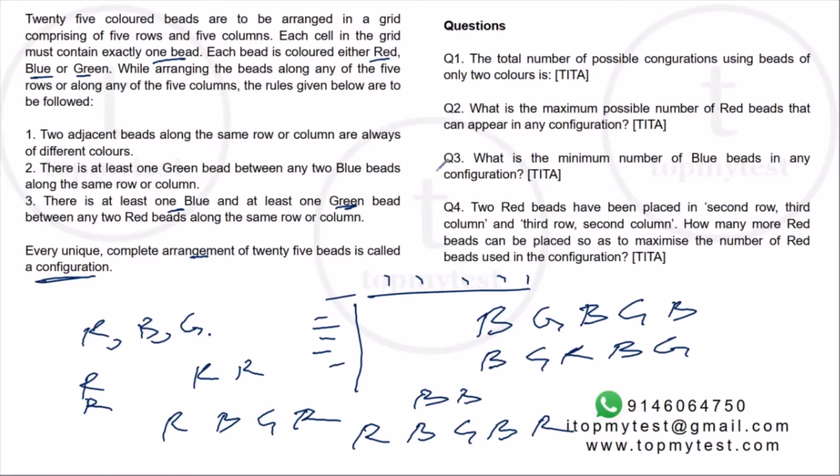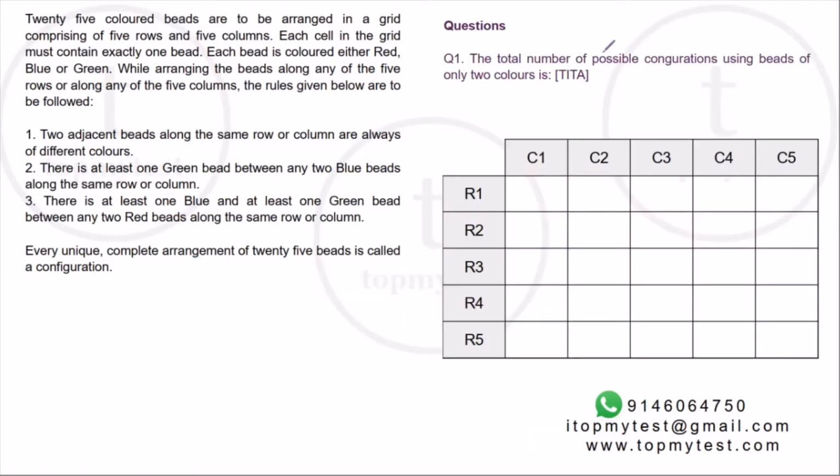So each of them has to be solved on a case by case basis. Let's go and solve them. Okay, the first one says the total number of possible configurations using beads of only two colors is how much?